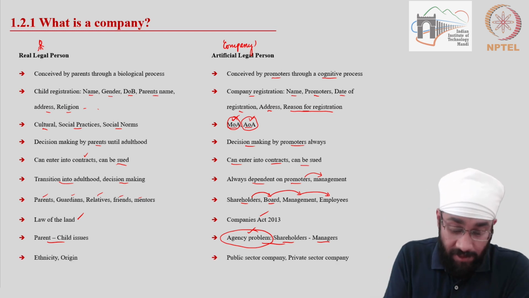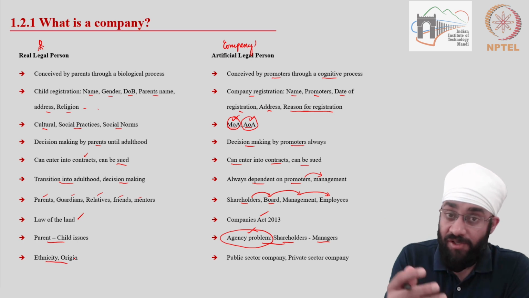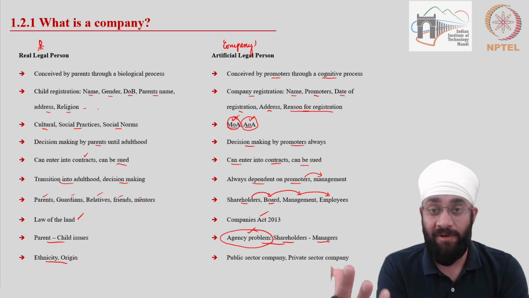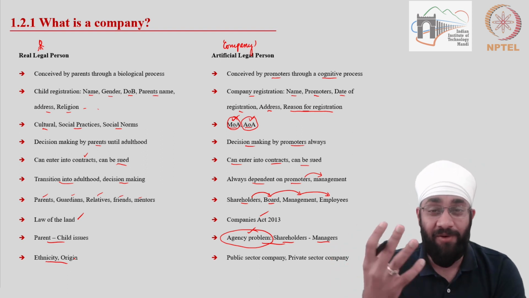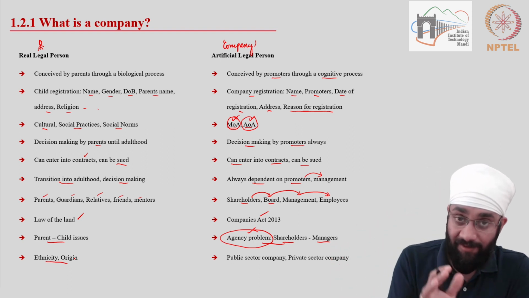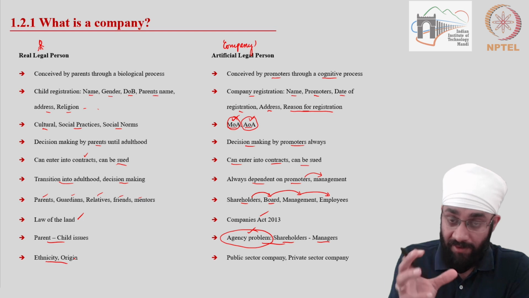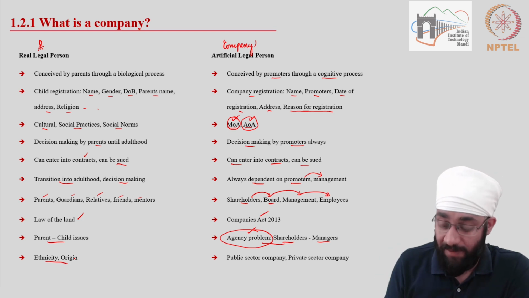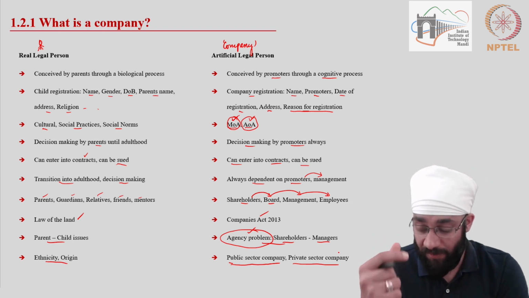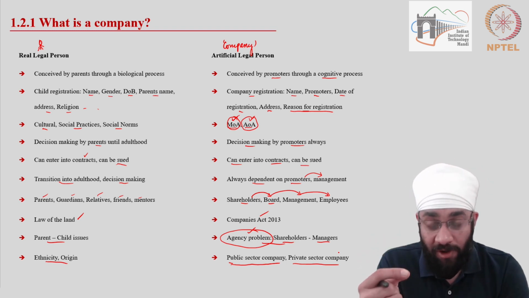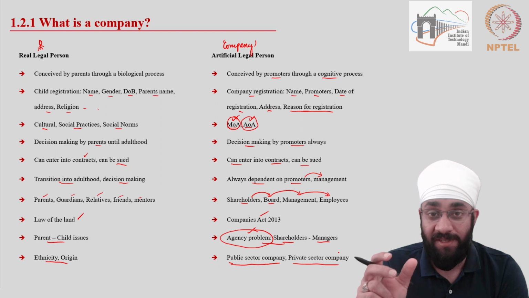Then you have ethnicity and origin. A person comes from a specific community. It is born in a country. It has an origin and all of those things. Likewise, you can relate the ethnicity of a real person to a company. A company is either a public sector company or a private sector company. That is kind of the ethnicity of a company. And I'm going to talk about these two types of companies in more detail.